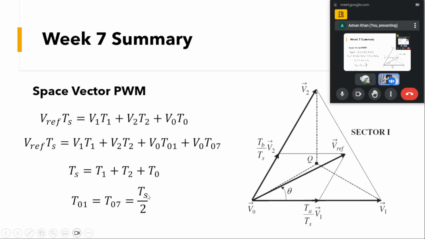Sorry, here is a mistake. It is t0 by 2. t01 and t07 will each be equal to t0 by 2. That is half of the interval for which the t0 vector is turned on, and not the switching time.